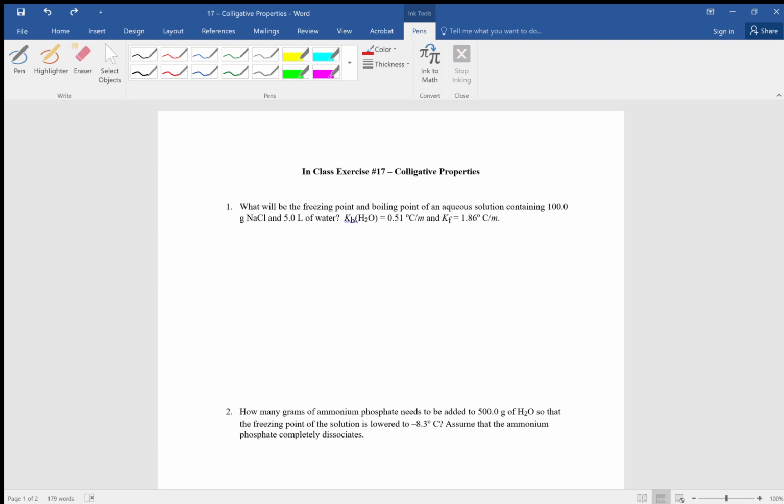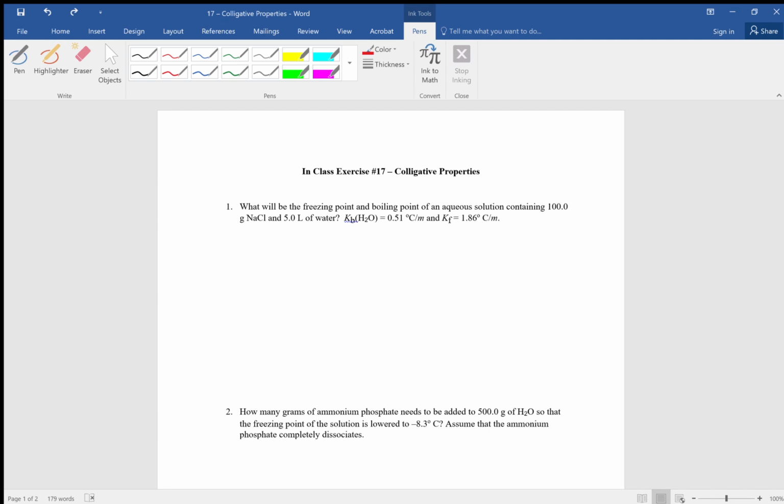So now let's go over our practice problems dealing with colligative properties. In the first question, I want you to find both the freezing point and the boiling point for the same solution. That's a solution that contains 100 grams of sodium chloride dissolved in 5 liters of water.